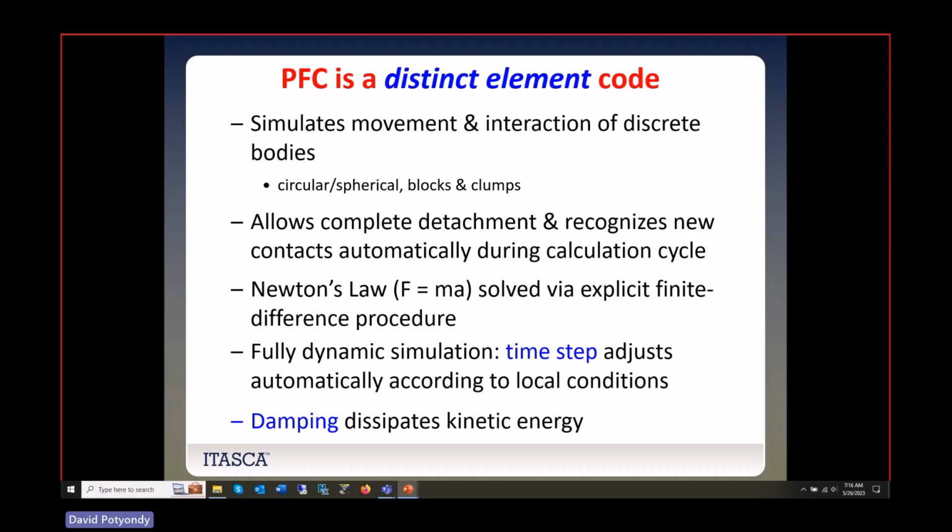So therefore, the stiffer it gets, the smaller the time step needs to be. Okay, and we're going to talk about that a little bit later. You don't actually need to worry about that, because it's going to constantly keep changing.